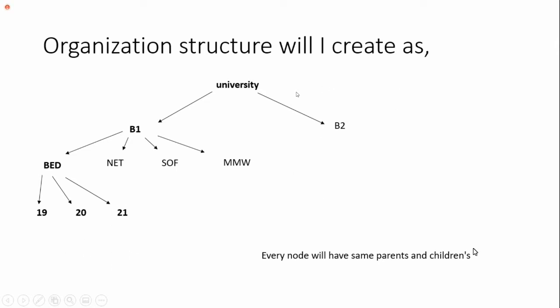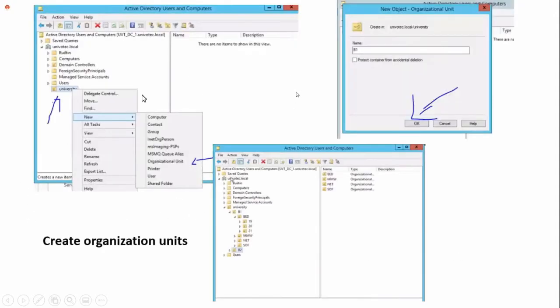But I didn't put it in the right corner because of the limitation of the slide, because everything has the same. And the first time I create a university organization unit as I click.